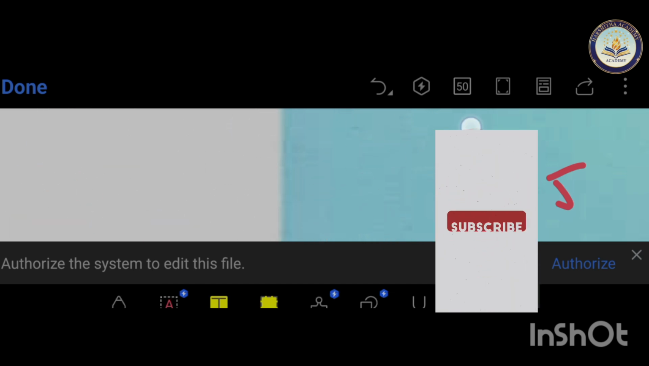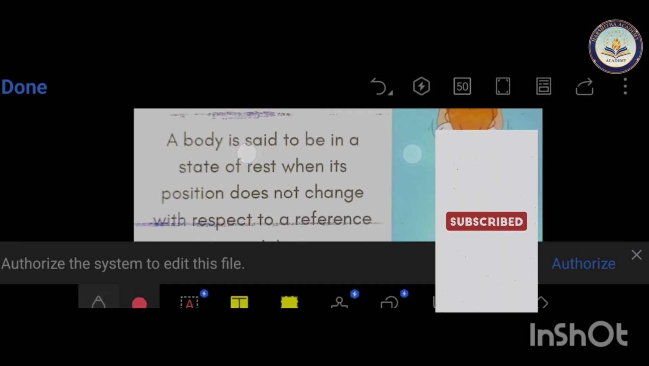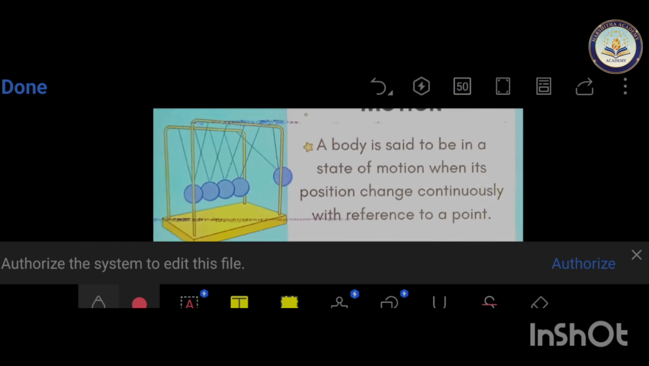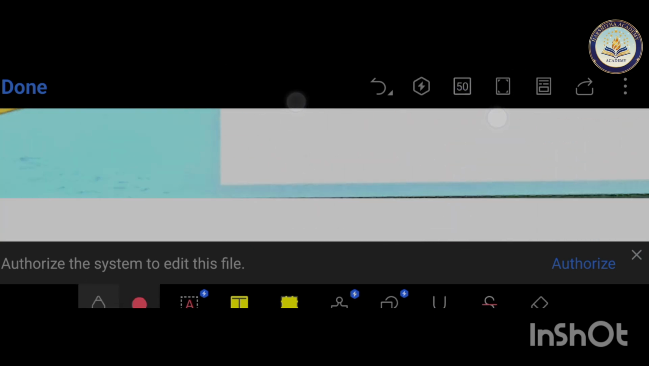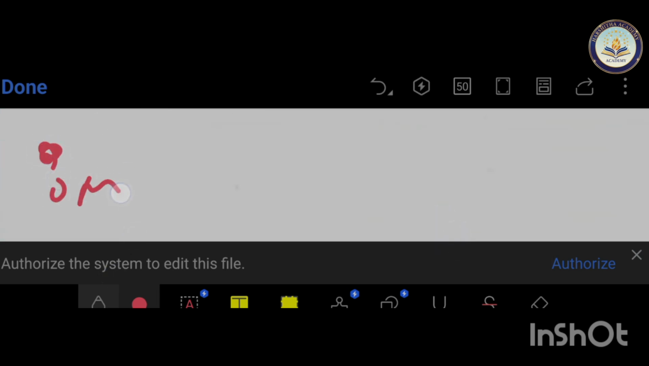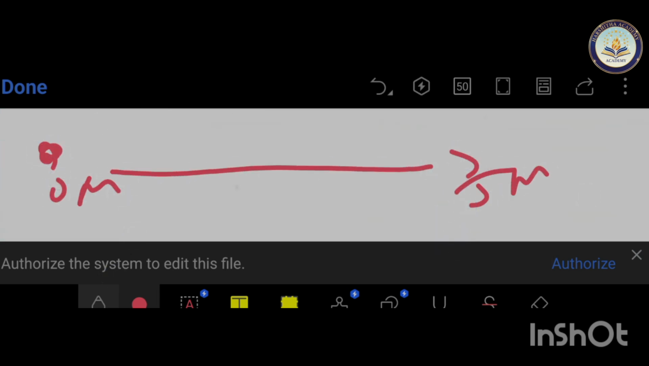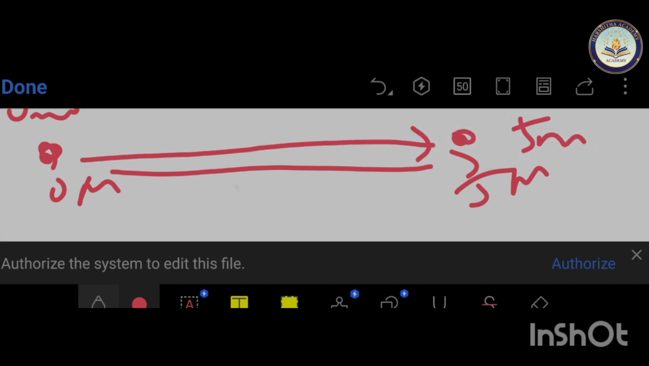Let's go into motion. Motion is quite opposite to rest. It means the body changes its position according to the time. A body is said to be in a state of motion when its position changes continuously with reference to a point. For another example, the object is at 0 meters initially and after 5 minutes it covers 5 meters. It is first at 0 meters, and next it moves, so according to time it changes its position. So we call it motion, guys.